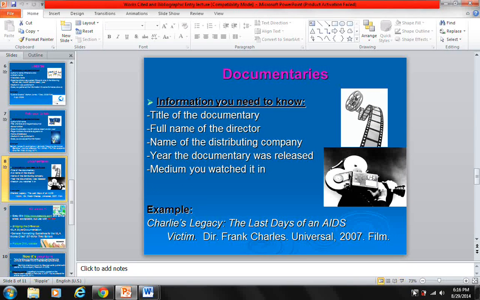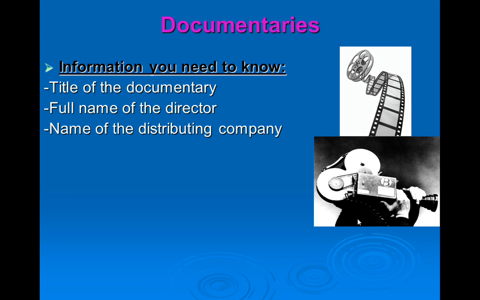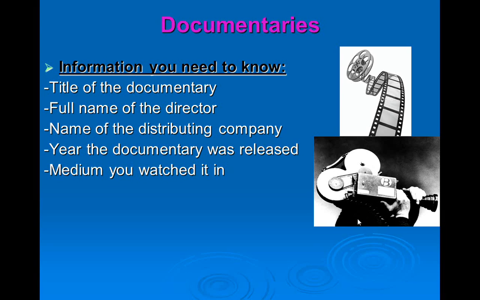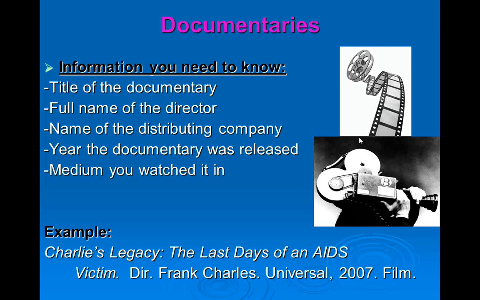Documentaries. So for a documentary, the information that you need to know is going to be the title, the name of the director, the name of the company that made it, distributing company or production company, the year it was released, and the medium that you watched it in, which is usually going to be listed as film.